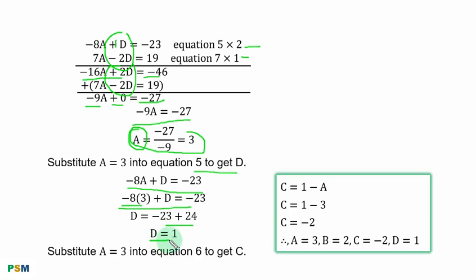C is remaining. Let's use equation 6. C equal to 1 minus a. A is equal to 3. So c becomes 1 minus 3 and c is equal to minus 2. Therefore, you have all the results.